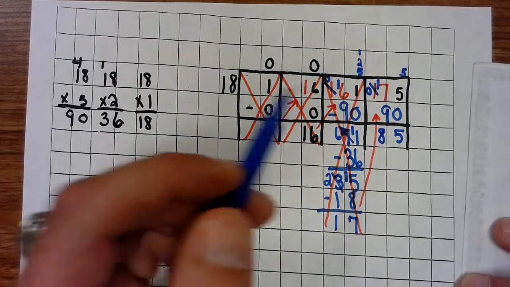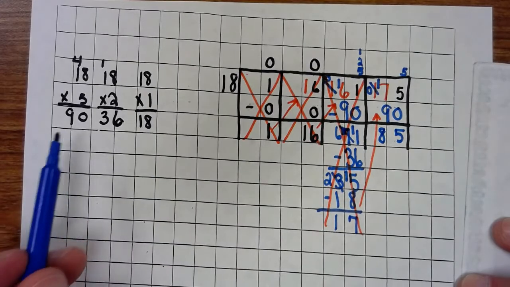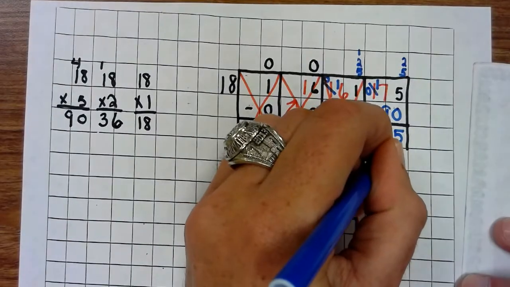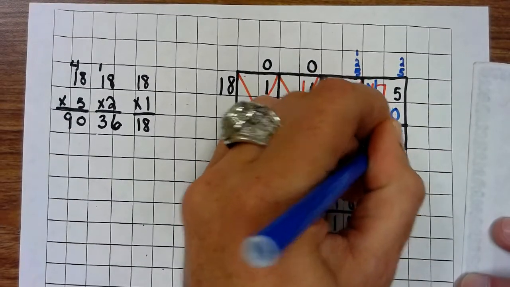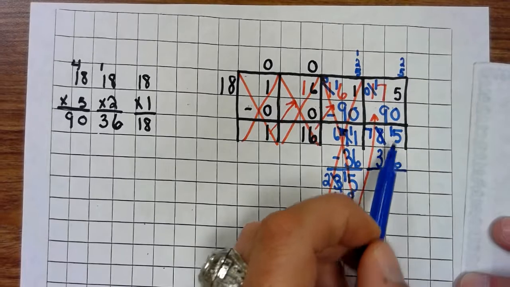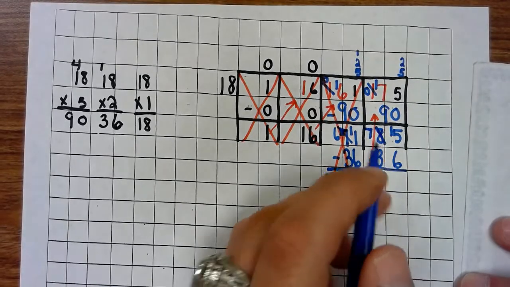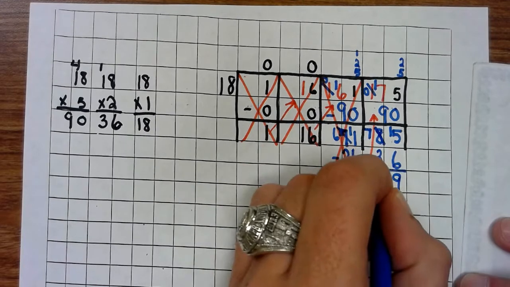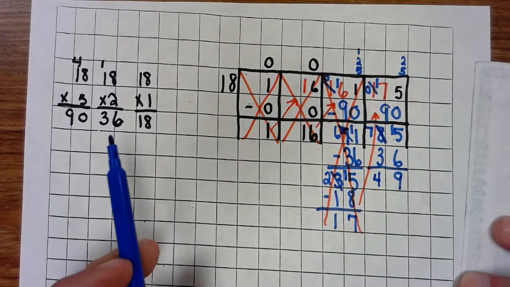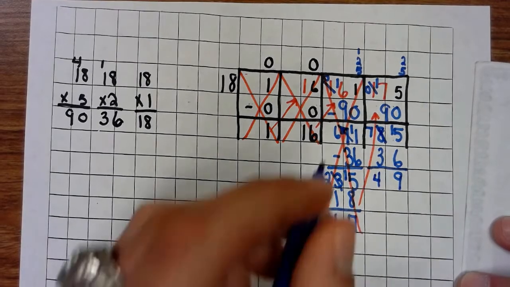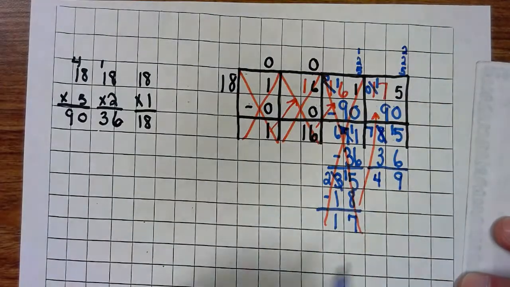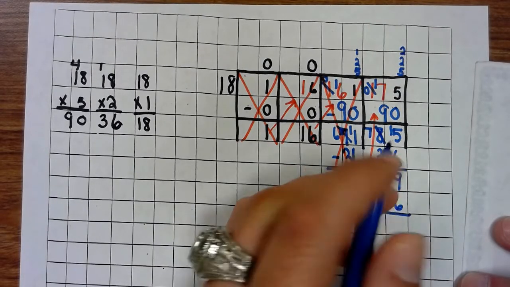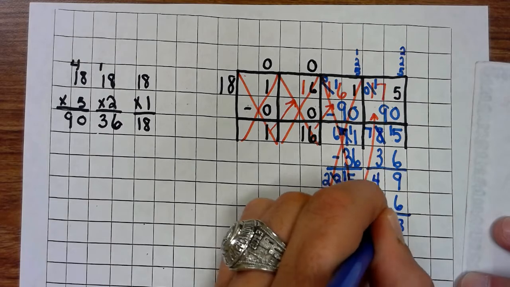Can I use 90 again? No, I cannot because 90 is bigger than 85. So I use 36, so I write a 2. I borrow because I see that the 5 was smaller than the 6. 15 minus 6 is 9. 7 minus 3 is 4. I get 49. Can 36 fit in 49? Yes, it can. So I write another 2. 9 minus 6 is 3. 4 minus 3 is 1.